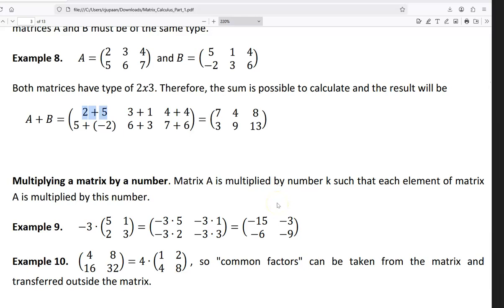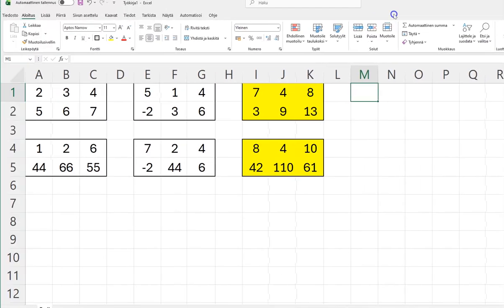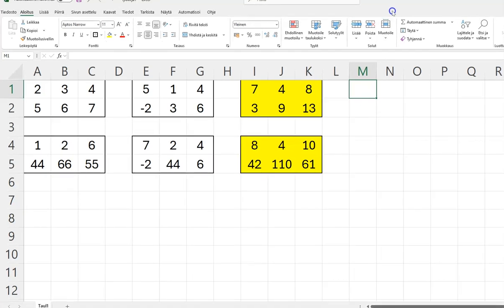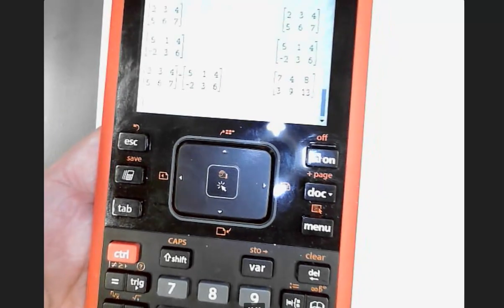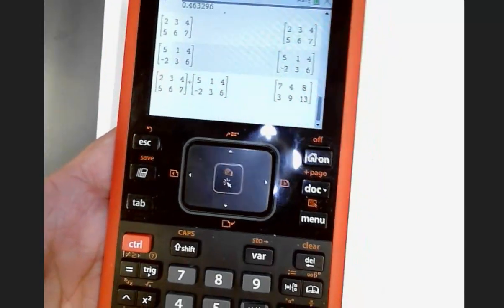Okay, let's continue. We had the sum of those matrices in the example there, and then we did that also with the help of Excel and also with the help of a calculator. Some calculators have this possibility to calculate with matrices.